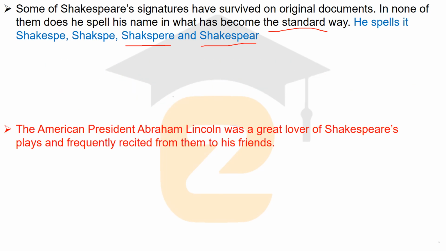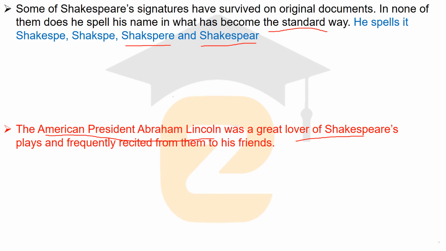Next we have, the American president Abraham Lincoln was a great lover of Shakespeare's plays, frequently recited from them to his friends. Yes, whenever Abraham Lincoln was in the company of his friends, he recited the important and famous sayings, famous sentences from the pen of Shakespeare's plays. Because he was a great lover of Shakespeare's plays, that's why he recited some of the important sayings, proverbs, and lines of William Shakespeare's plays whenever he gathered with his friends.